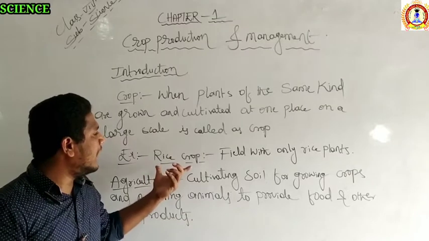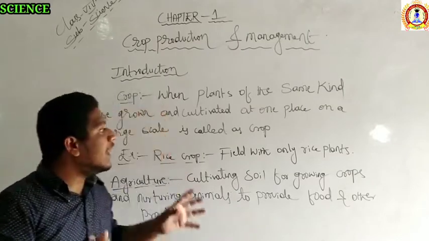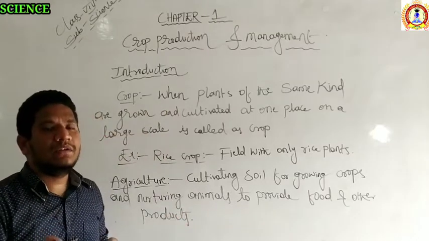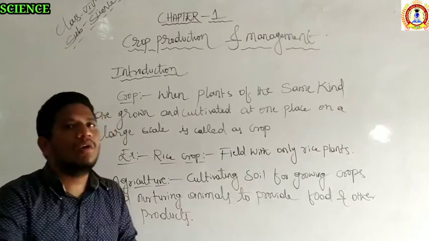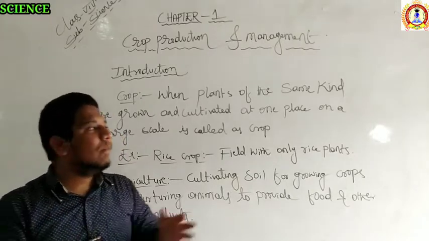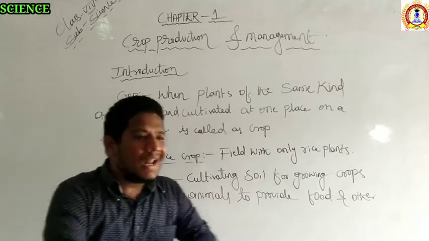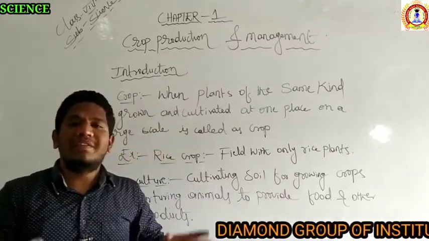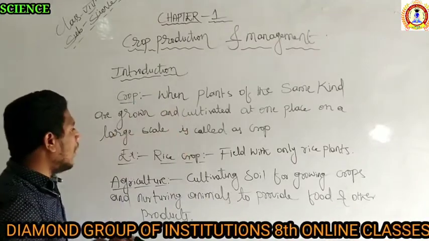For example, you can take rice, wheat, or maize, anything. There needs to be a single kind of plant. The plants should not vary. If you are planting one plant of rice and one plant of soybean and so on, it is not called a crop. A crop means the same kind of plants grown on a large scale on the same land.